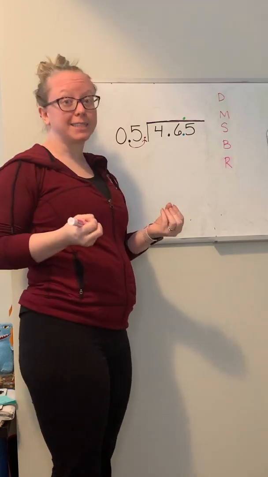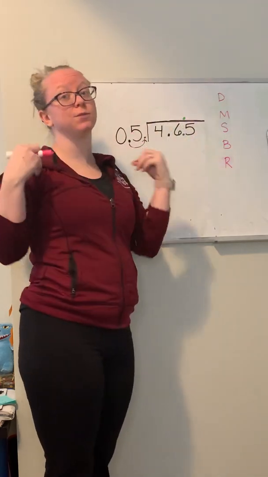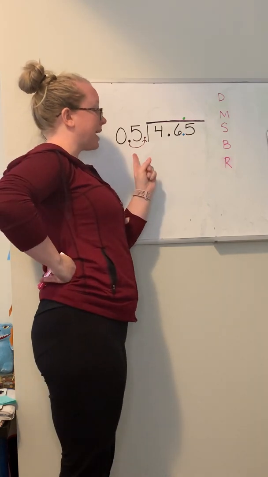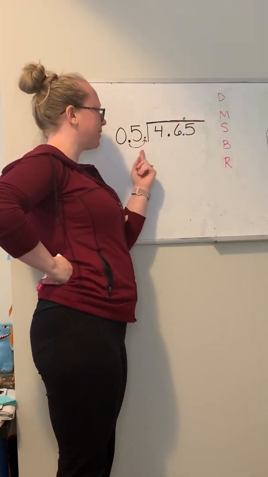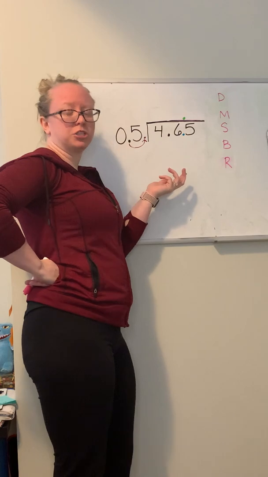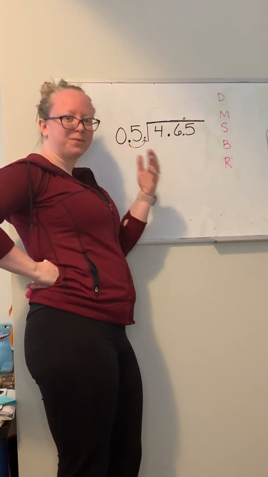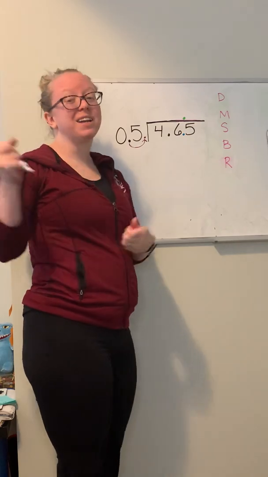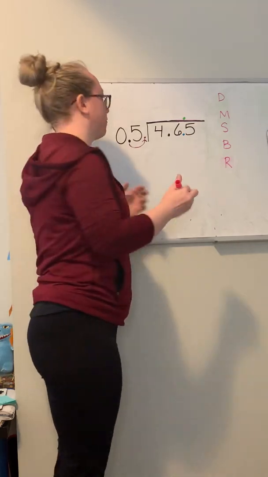So first step is the D, which stands for divide. I look at my first number in my dividend and my divisor, and I say 4 divided by 5. Or I'll ask myself the question, can 5 go into 4? And I know 5 is bigger than 4, so it can't. And right away I know I have to put a 0 above the 4.